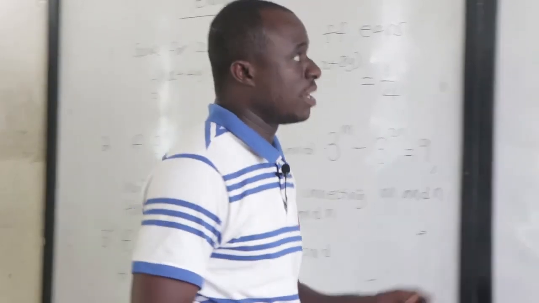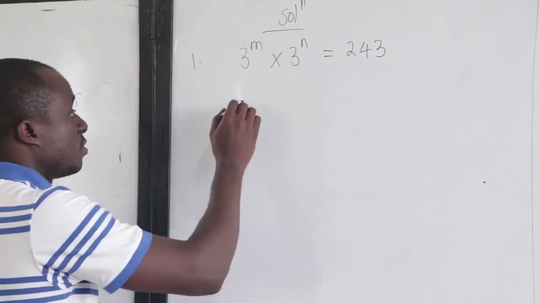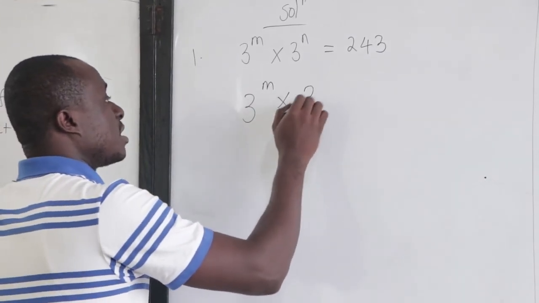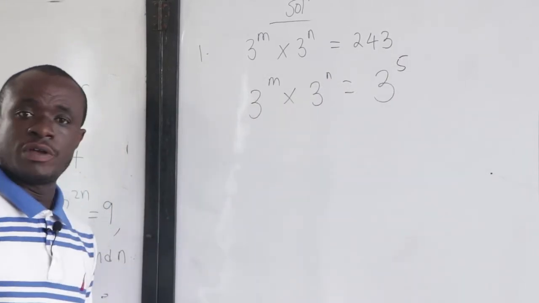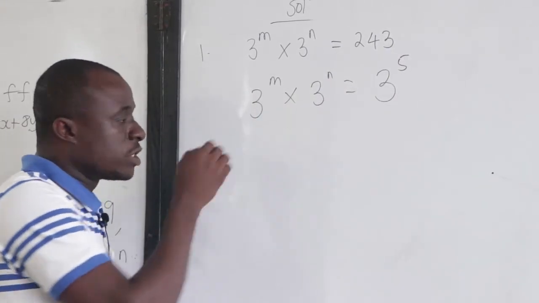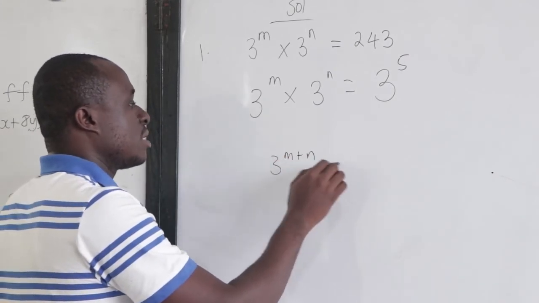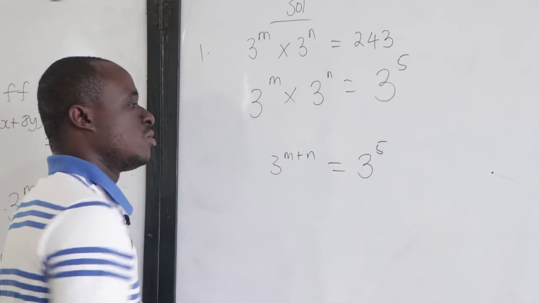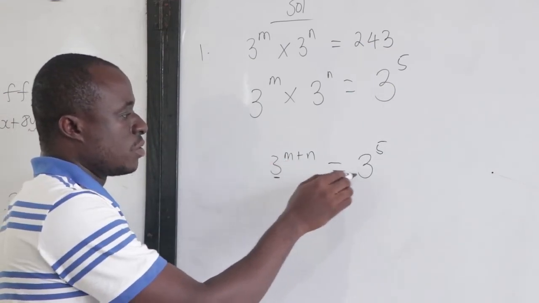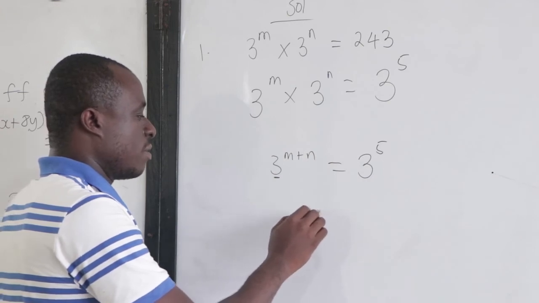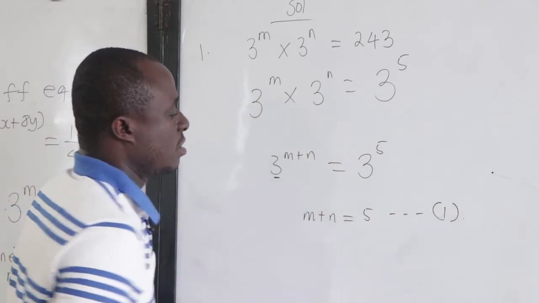So the first one, this is what we have. Here, clearly, we can make the bases the same. So you have 3 to the power m times 3 to the power n. 243 is the same as 3 to the power 5. You can use your calculator to check. We are multiplying, bases are the same, we add the exponents. 3 to the power m plus n equal to 3 to the power 5. We equate the exponents. We have m plus n equal to 5. And this is equation 1.